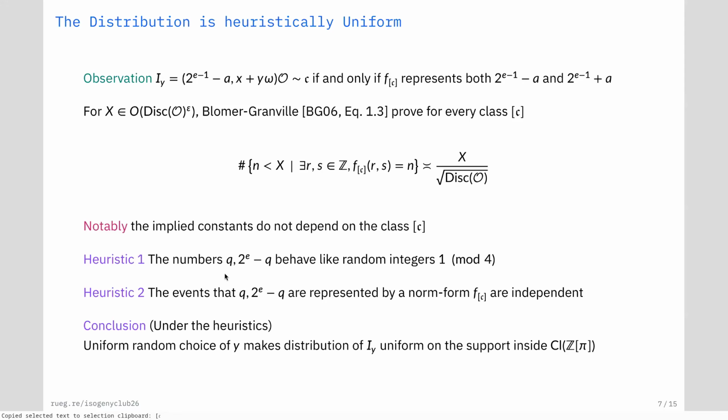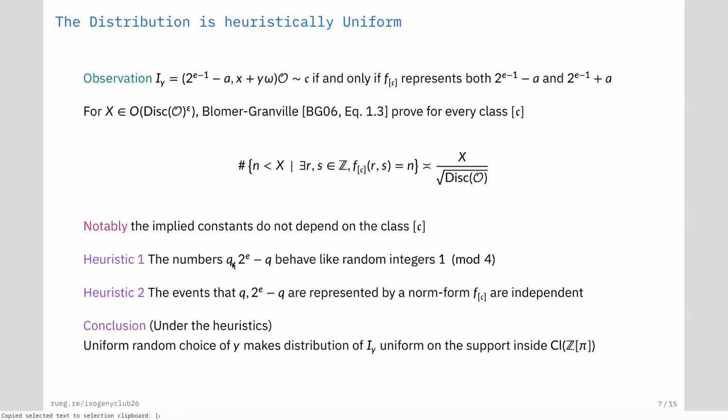So now we can try to combine this. No individual class is somehow special, and because no individual class is special, we hope that we don't land in a potential special class more often. We can't, because there are no special classes. So we try to make this more rigorous with the following two heuristics.